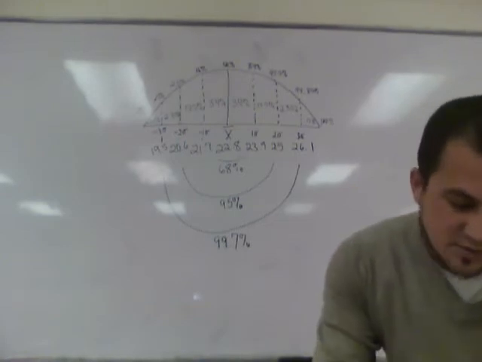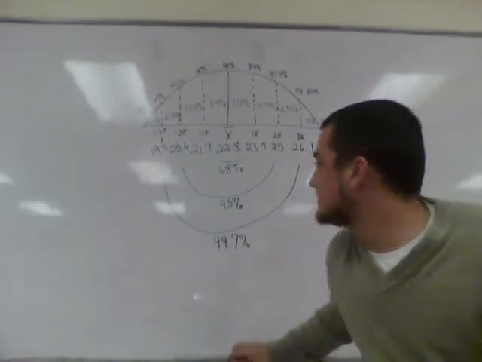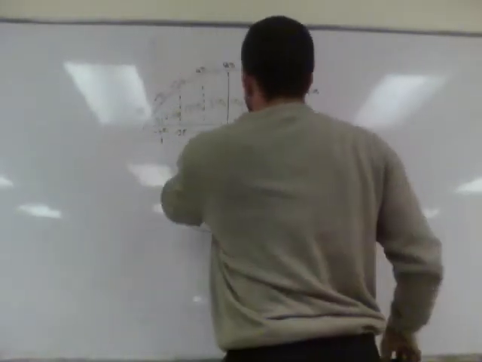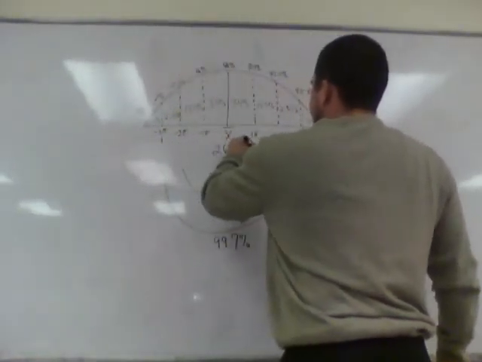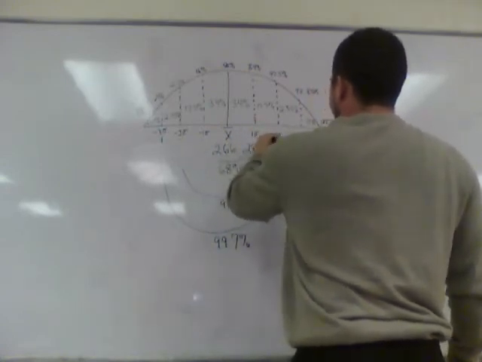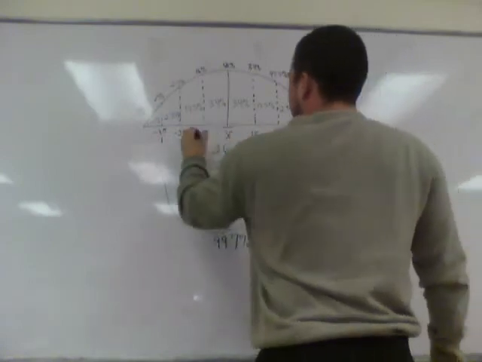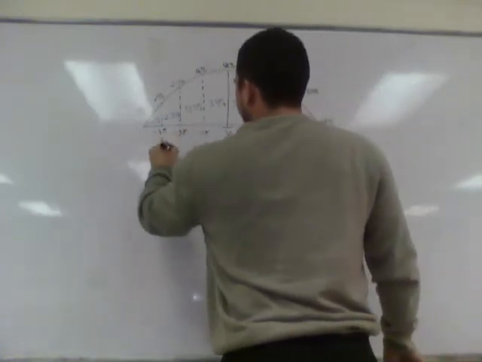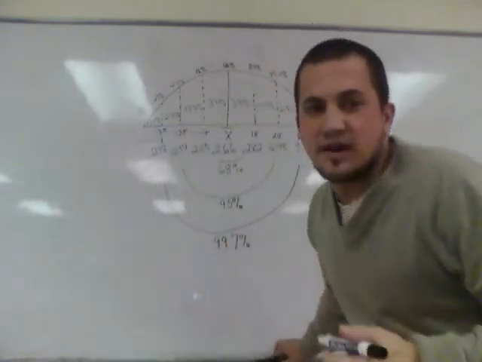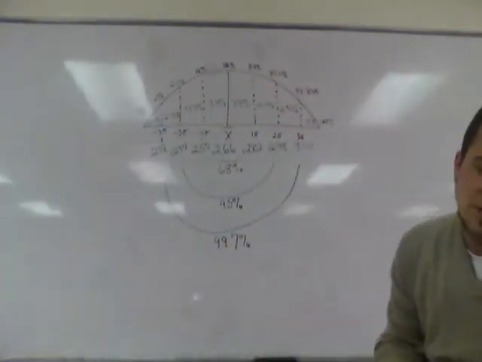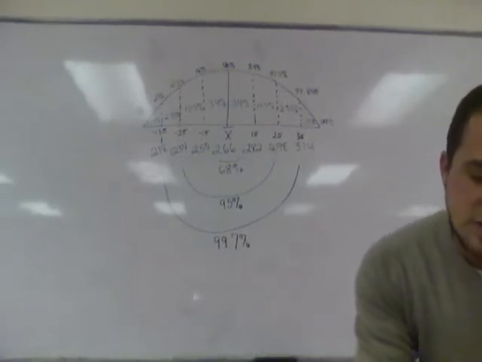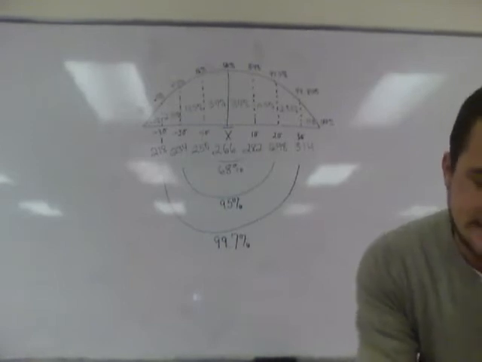Number 13 talks about human pregnancies. The mean is 266 and the standard deviation is 16. With a mean of 266, it goes in the middle, and 16 is my standard deviation. That means I'm adding 16 each time going up and subtracting 16 each time going down. And there are my numbers, and I can answer those questions on 13 from there. Okay? All right, moving on to number 19.